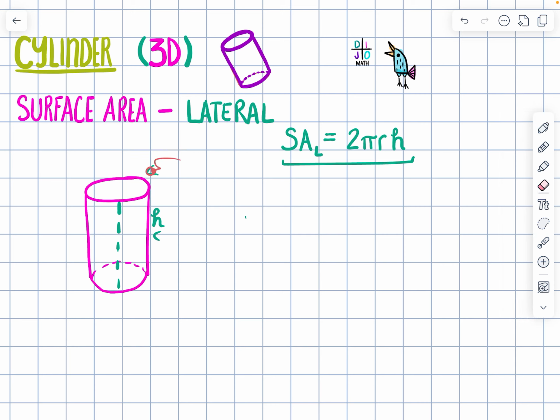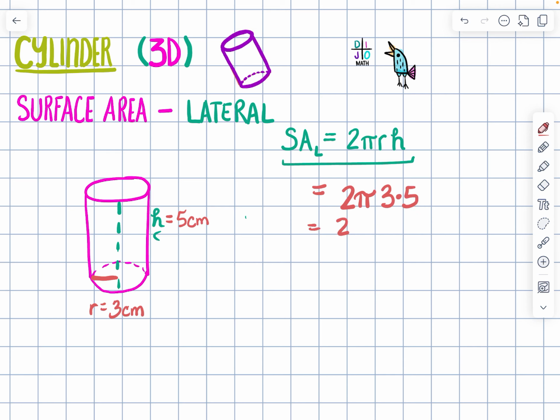Okay, now let's go ahead and plug the numbers into the equation. We're going to set the height equal to 5 centimeters, and the radius is going to be equal to 3 centimeters, just like we had in a couple other examples. Right? So now we just substitute the numbers in. So we have 2 pi, radius of 3, and a height of 5.